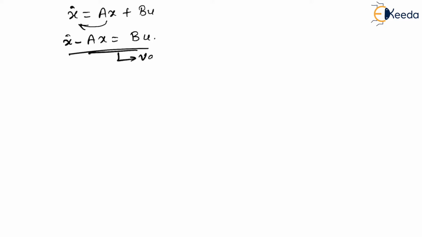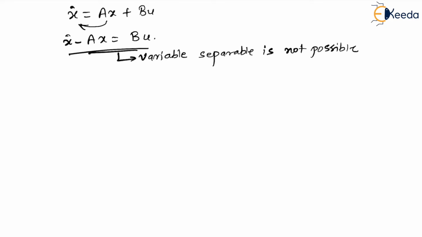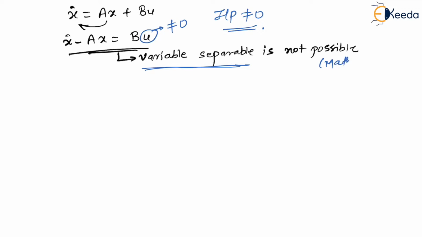Here, if you see, variable separable is not possible, because in the previous cases we have done that, right? But now it is not at all possible. So variable separable is not possible. Why, sir, why? The reason is very simple: because this u is non-zero. Now the input is not zero, input is present. So here variable separable is not possible. If you don't know why, please refer to your mathematics.